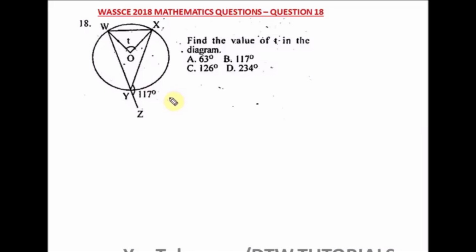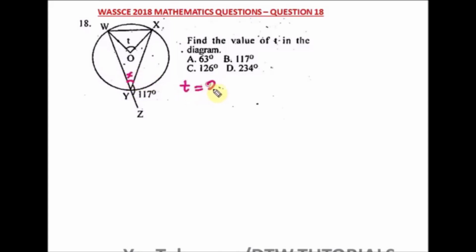Question 18 of the WAEC 2018 Mathematics Past Question says, find the value of t in the diagram. Okay, we have to find this value of t in the diagram. From here we have an angle subtended by an arc. And remember our circle theorem, which says an angle subtended by an arc at the center of the circle is twice that subtended at any point on the circumference. So this is a point at the circumference, so it's going to be twice this angle, and we don't know this angle. Let's say this angle is x.